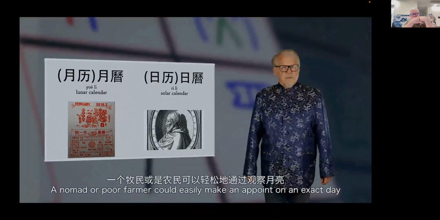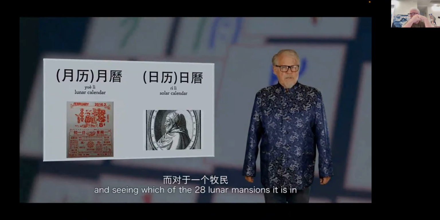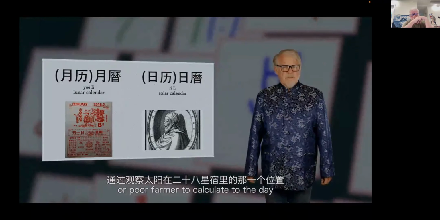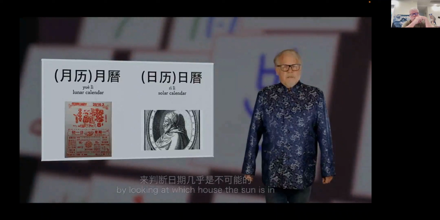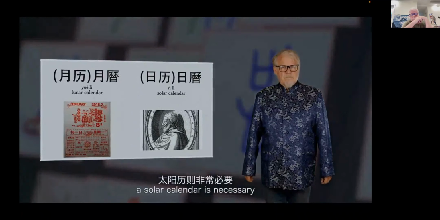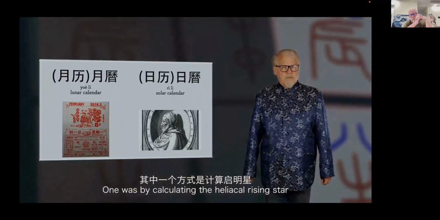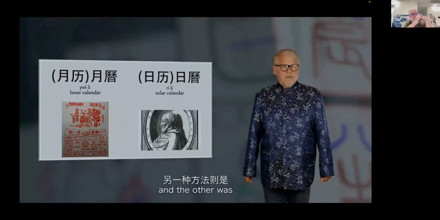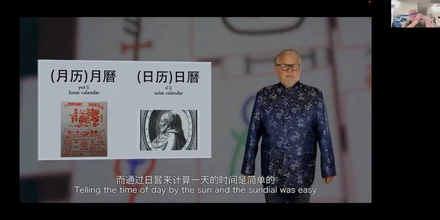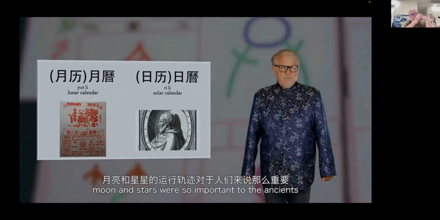A nomad or poor farmer could easily make an appointment on an exact day, months in advance, by looking at the moon and seeing which of the 28 lunar mansions it is in. But it would be nearly impossible for a nomad or a poor farmer to calculate the day by looking at which house the sun is in. Rili means solar calendar. When it comes to planting crops and not starving, a solar calendar is necessary. There were two main ways to tell the time by the solar calendar. One was by calculating the heliacal rising star and calculating the sidereal year, and the other was calculating the angle of the sun and the northern and southern turning points called the tropical year. Telling the time of day by the sun and the sundial was easy. You can see why the motion of the sun, moon, and stars were so important to the ancients.